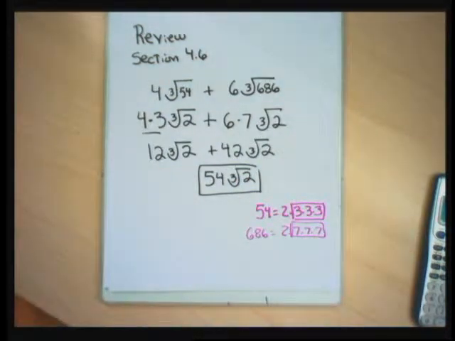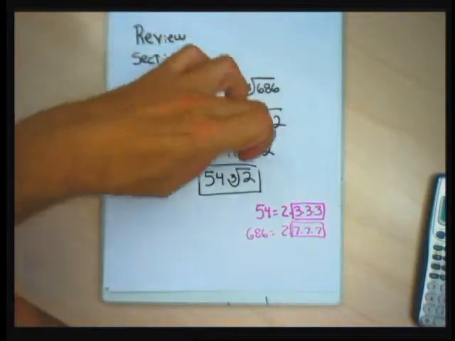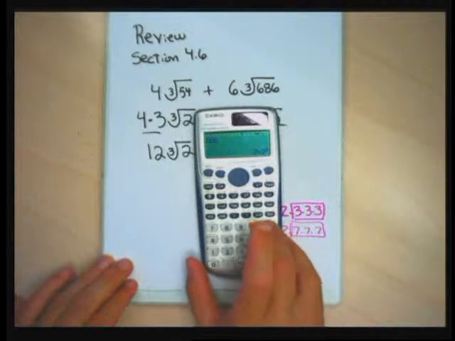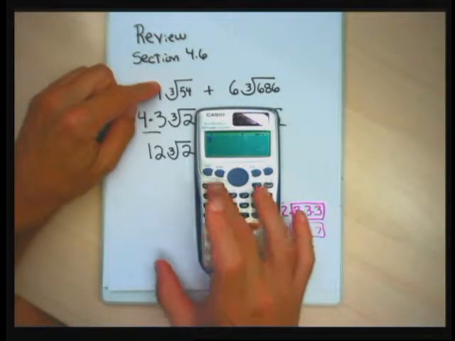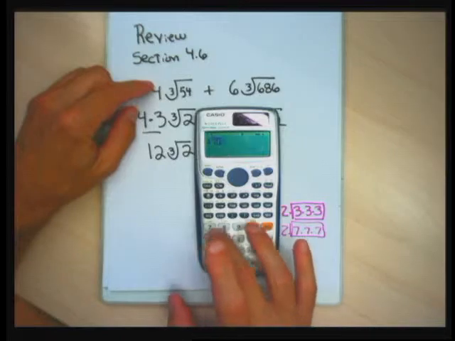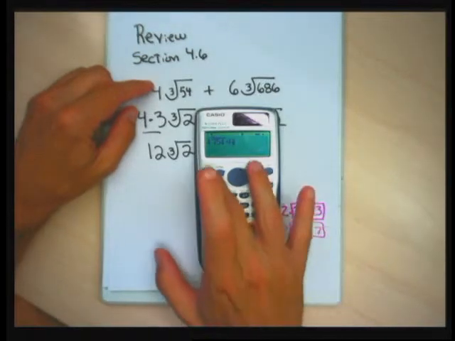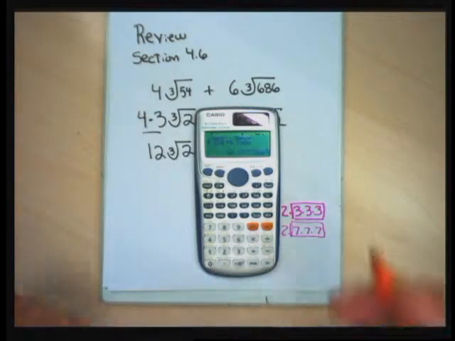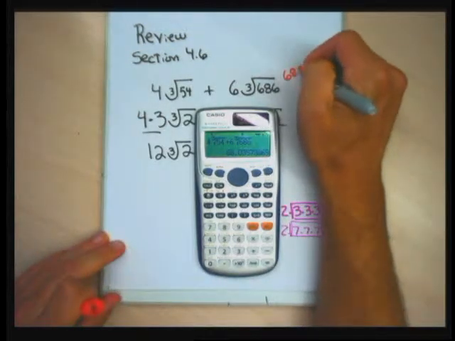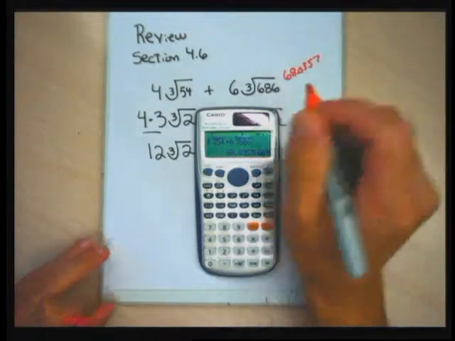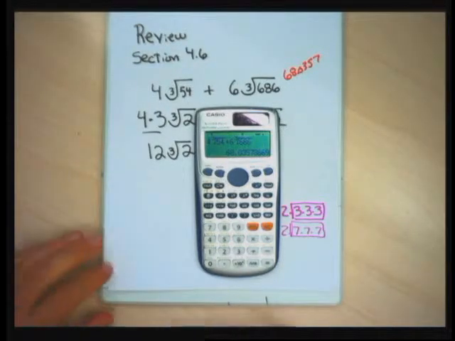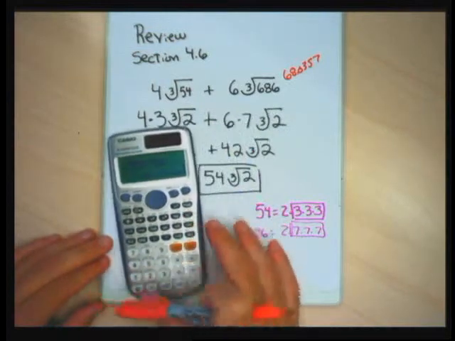But what my calculator can do is it can do decimal versions of the original problem and decimal versions of the answer. So if I wanted to check, the best thing to do would be to find a decimal version of the original problem. So 4 cube root of 54 plus 6 cube root of 686. The decimal version of the original problem is 68.0357. If the decimal version of my answer is also 68.0357, I know I'm correct. And if it isn't, I've messed up. So let me try my answer now.